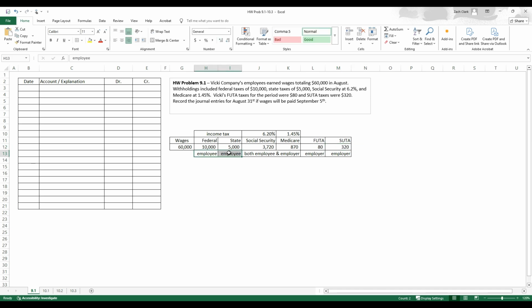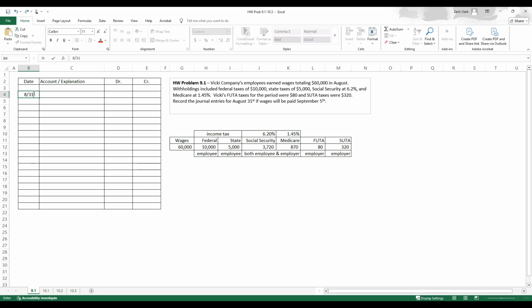And so I've denoted here, just as a reminder, that when we're talking federal and state income taxes in relation to payroll, we're solely talking about the employee component. When we're talking about Social Security and Medicare taxes, that's going to apply to both the employer and the employee, and both are going to pay the same amount. We're going to match those between both parties. And then the FUTA and SUTA, these are unemployment tax amounts. These are just for the employer to pay, not the employee.